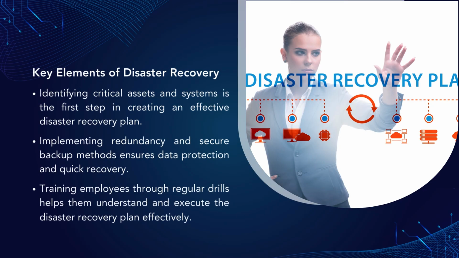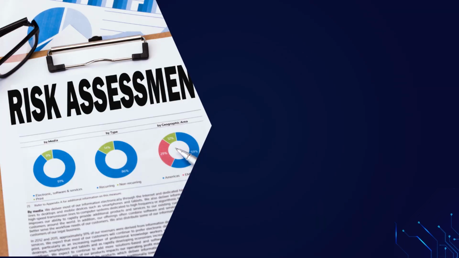Key elements of disaster recovery. Identifying critical assets and systems is the first step in creating an effective disaster recovery plan. Implementing redundancy and secure backup methods ensures data protection and quick recovery. Training employees through regular drills helps them understand and execute the disaster recovery plan effectively.